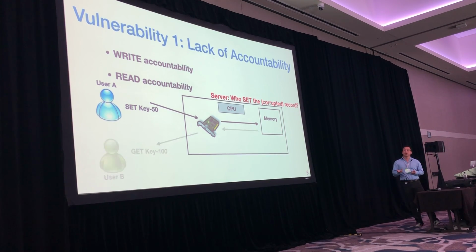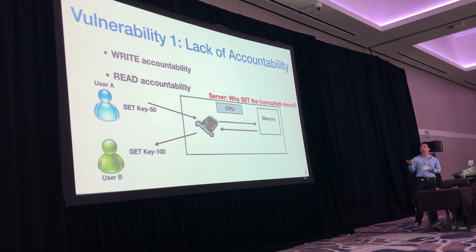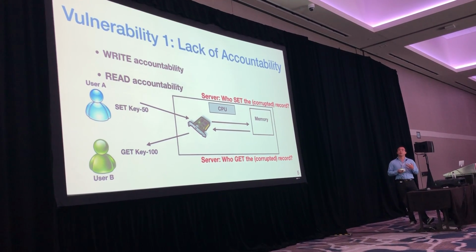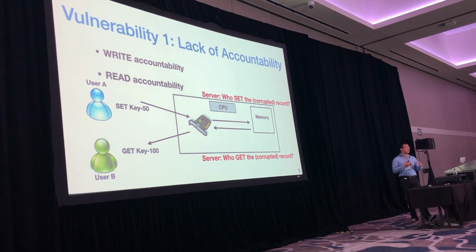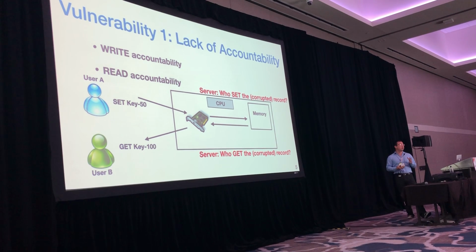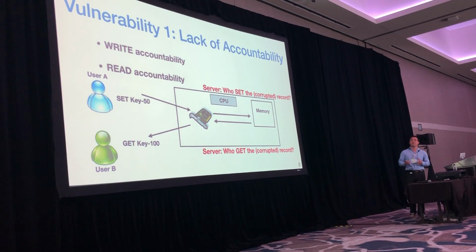For read accountability, when a user gets data from the server side, the server cannot tell who got the record. Read accountability is really important when the server side wants to optimize the data structures, because it needs to know which data has been accessed frequently. However, with one-sided communication, we no longer have these things.